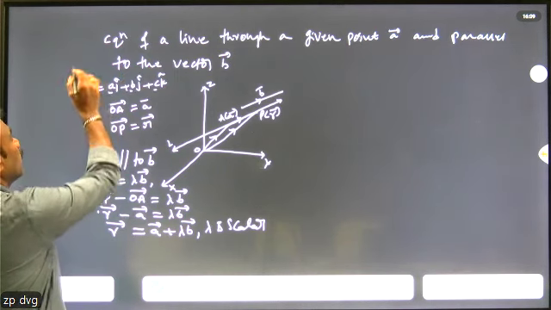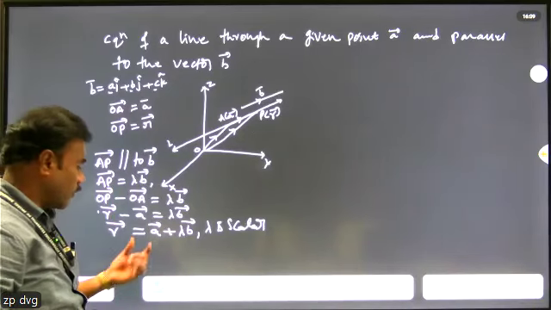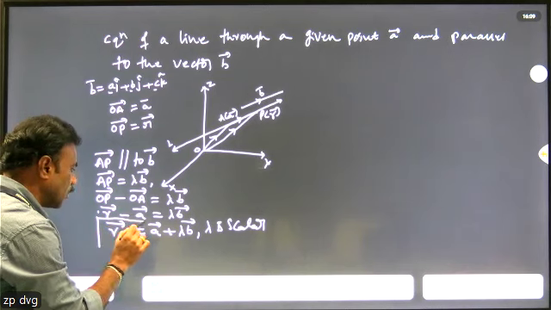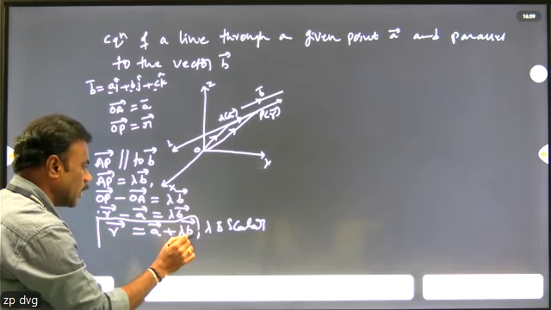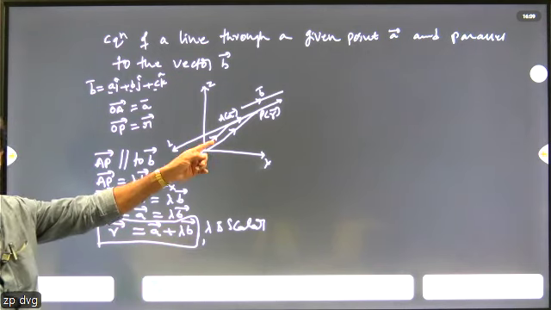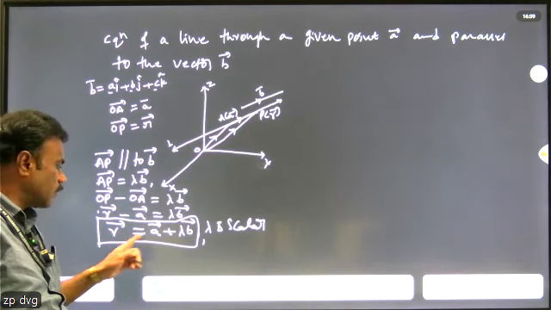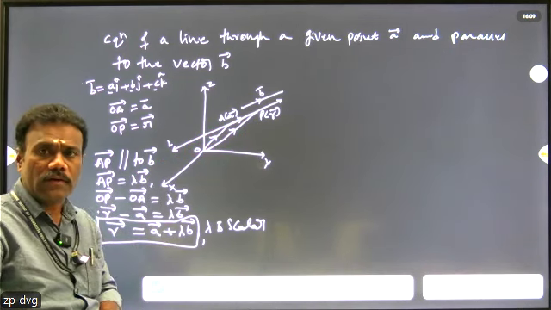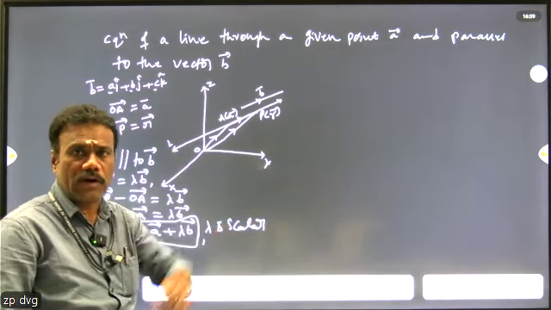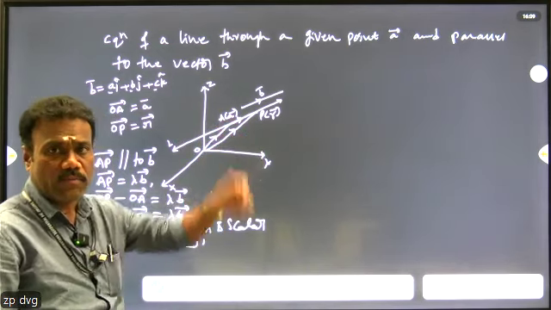We found the equation of a line in vector form. In vector form, the equation of a line passing through the point A bar and parallel to the vector B bar is R bar equal to A bar plus lambda B bar. Now for the same equation we will find the Cartesian form.